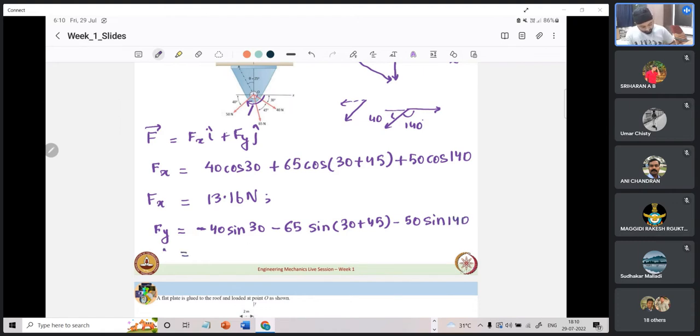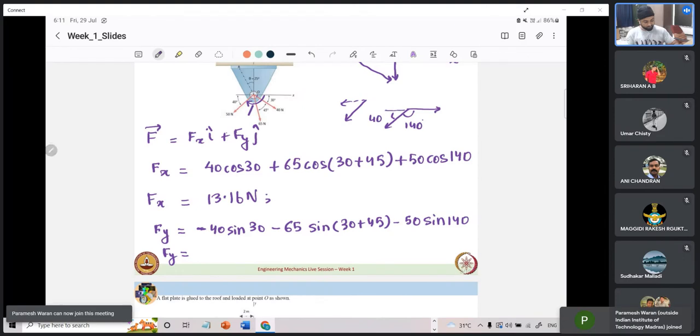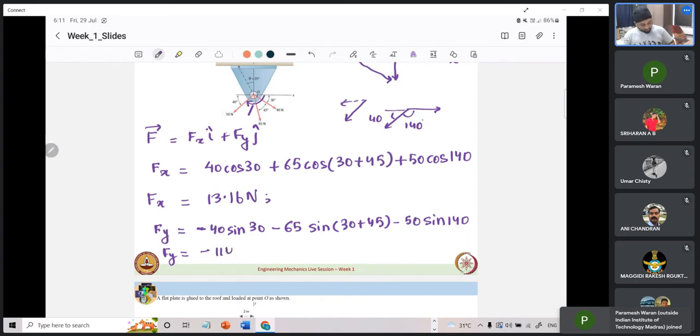So what will Fy come out to be? Minus 40 sin 30 minus 65 sin 75 minus 50 sin 140. It comes out to be minus 114.92 Newton. The question does not mention any other force that has been applied here, and these three forces are shown only in the plane. So naturally, what would be the z component? It is 0.